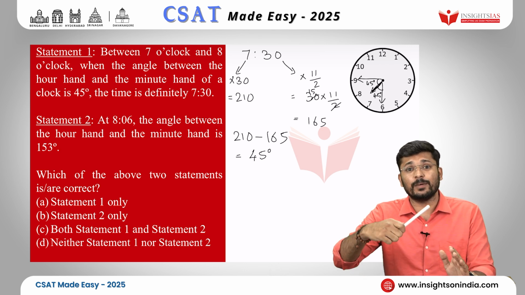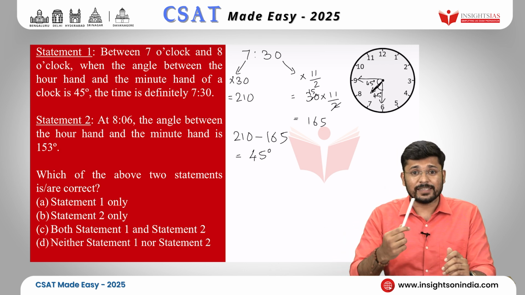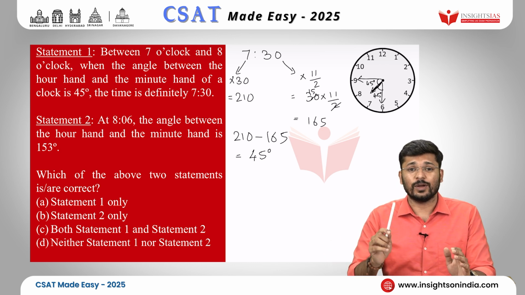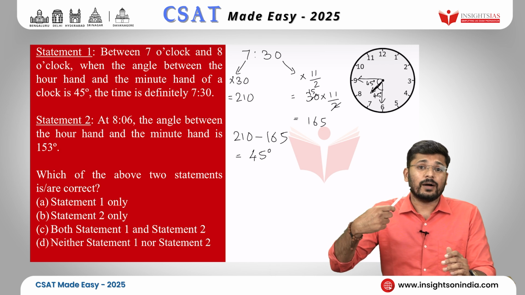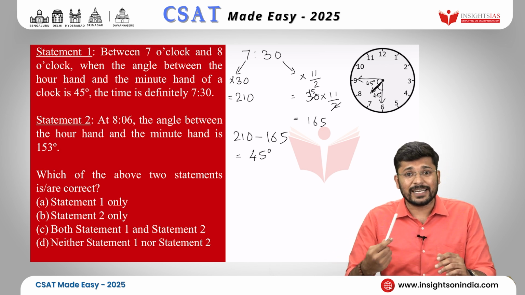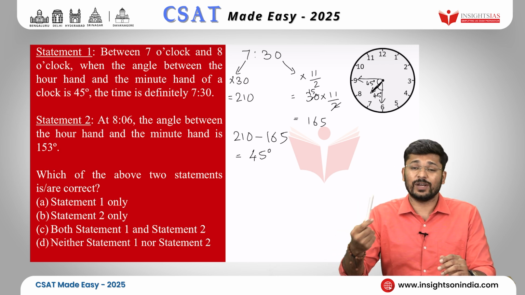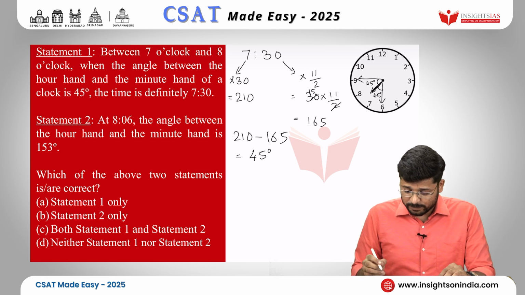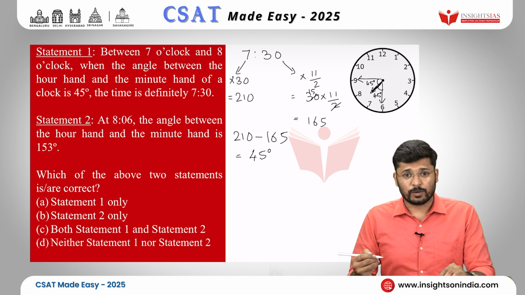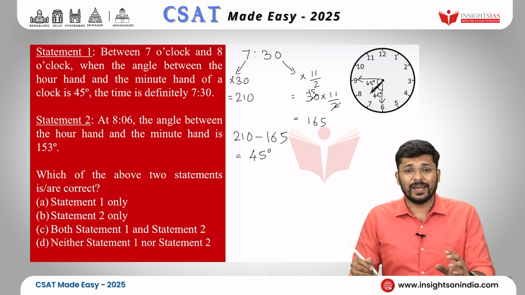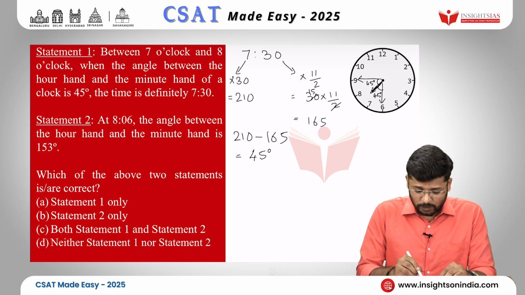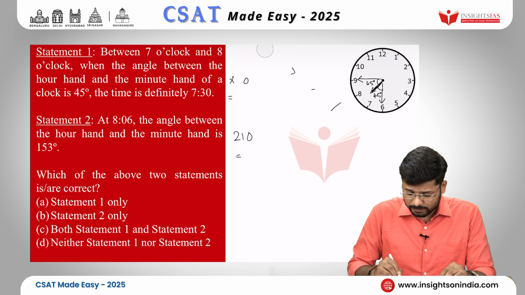One possibility is when the minute hand is ahead of the hour hand. The other possibility is when the hour hand is ahead of the minute hand. These are the two possibilities. Now make a note of it. Now for our confidence, we will find out such a time where the minute hand is ahead of the hour hand and still the angle between them is 45 degree, between 7 o'clock and 8 o'clock. Okay, we will do that.